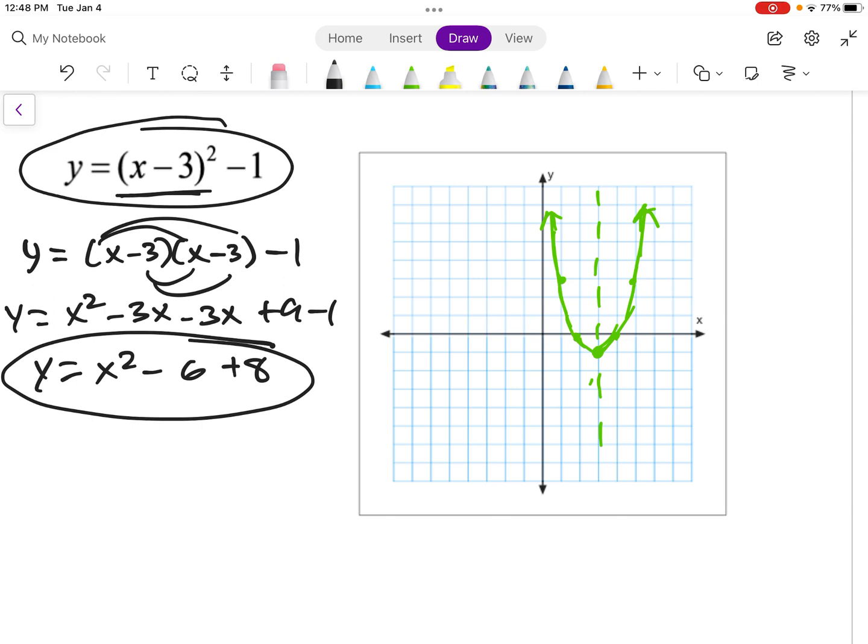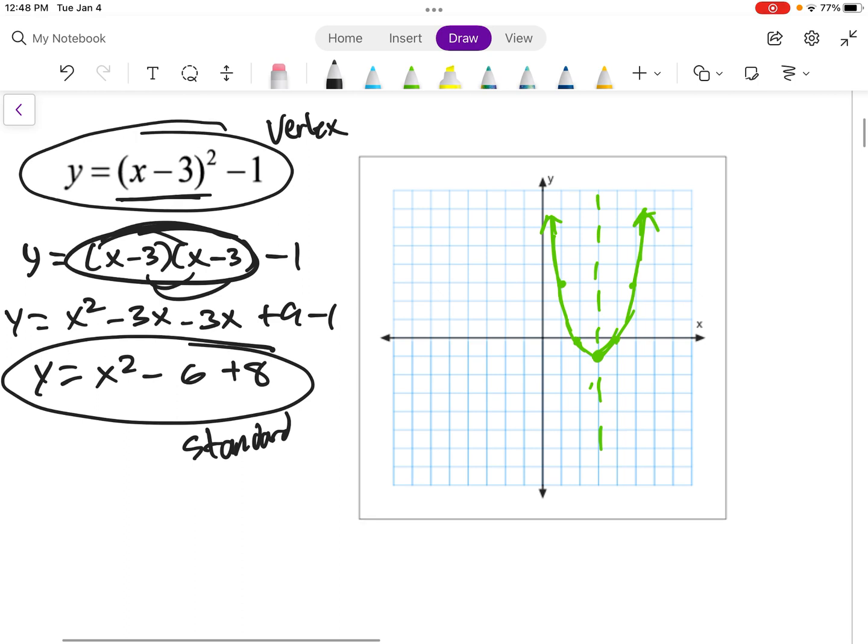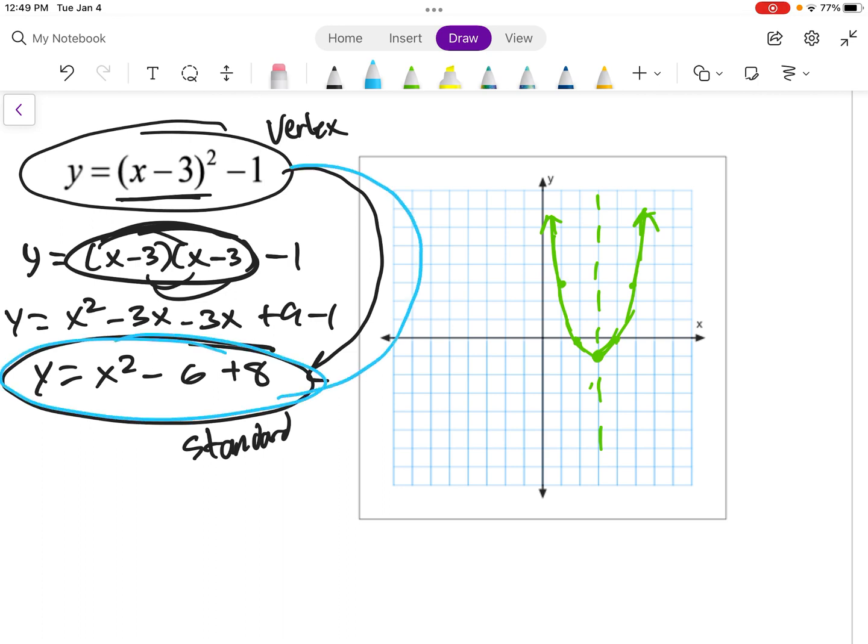This one is in what we usually refer to as vertex form. This one we usually refer to as standard form. One of our goals for today is we want to be able to switch back and forth. We already know how to multiply out x minus 3 squared. We know how to combine like terms. So we know how to go from vertex form to standard form. We've already done that. What we're going to focus on is, if you're given the equation in standard form, how we can work backwards and put the equation in that vertex form.